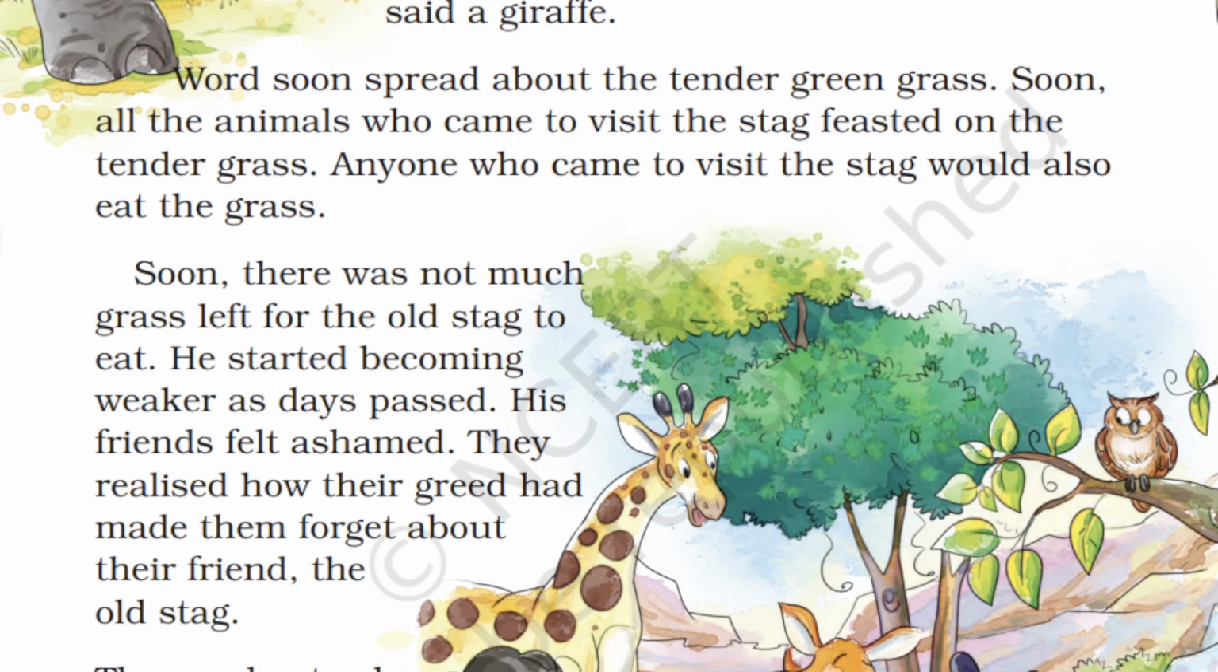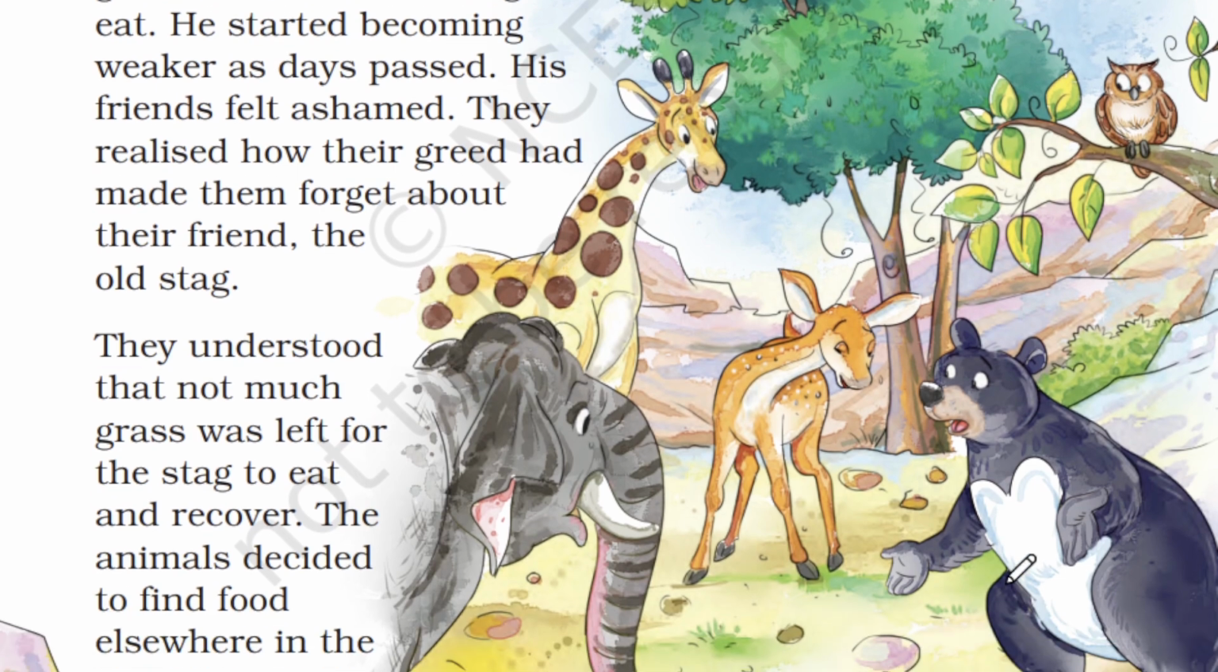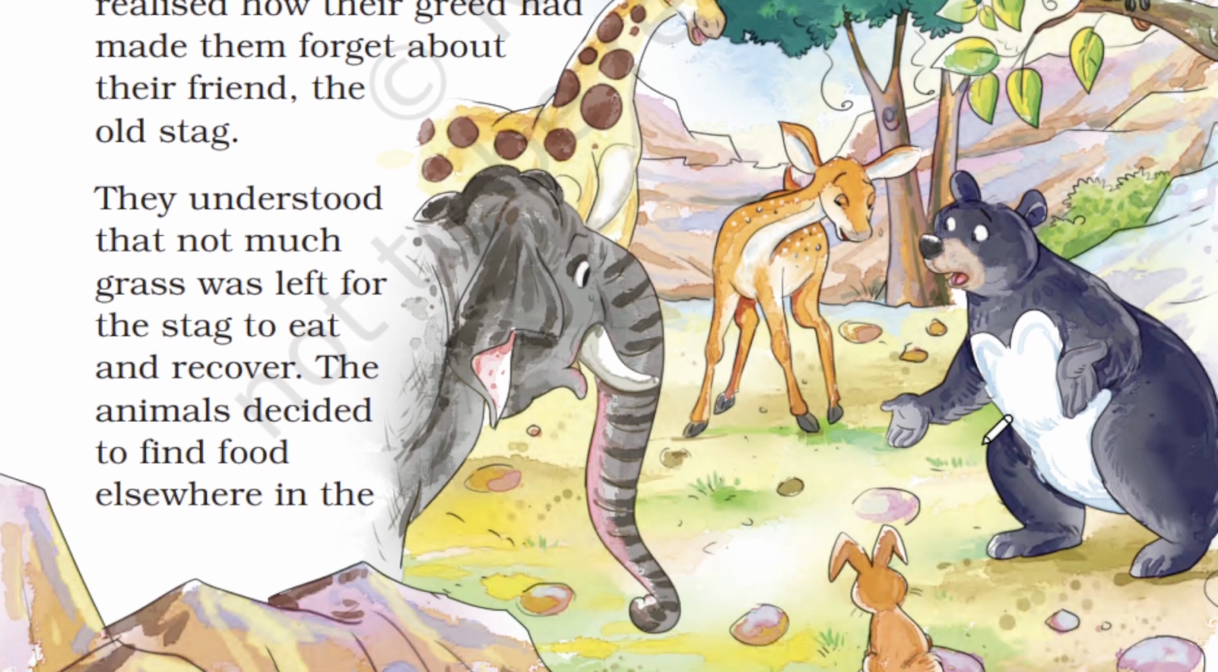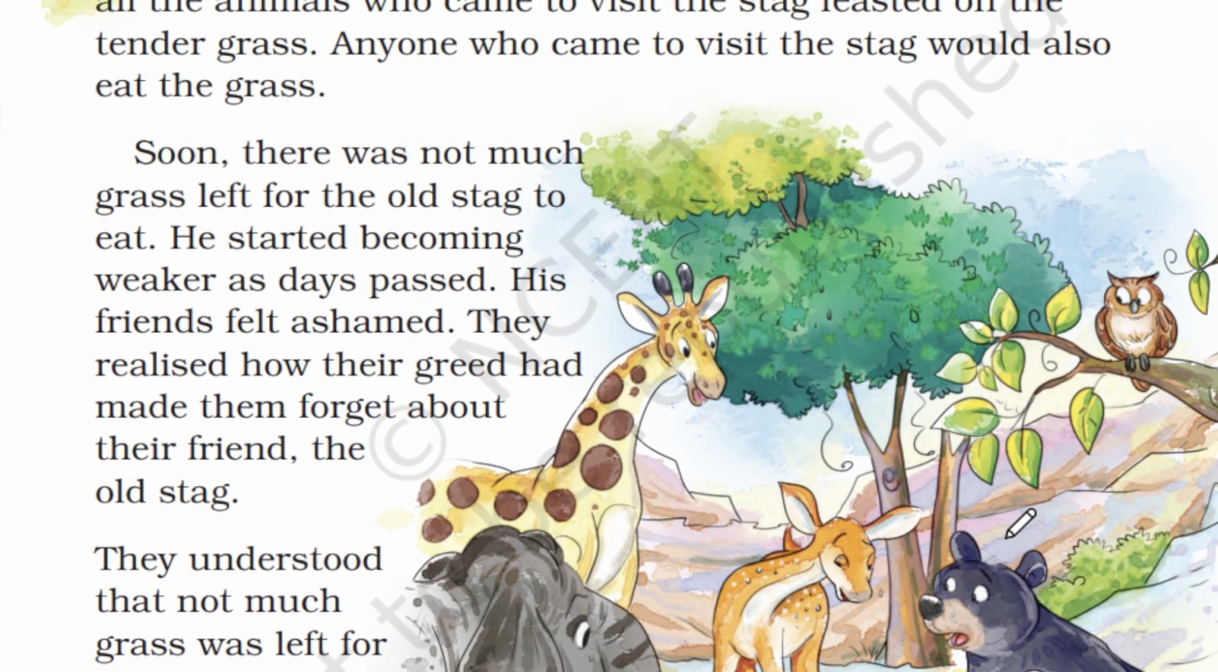So what happened? Look at this picture here. We have a bear, we have deer, elephant, rabbit. Everyone started tasting the tender grass now. Soon there was not much grass left on the old stag to eat. Oh my god, now see, there is a shortage of grass for the old stag to eat.